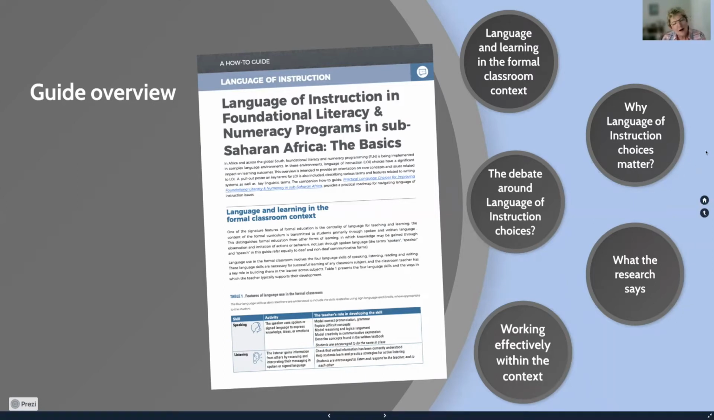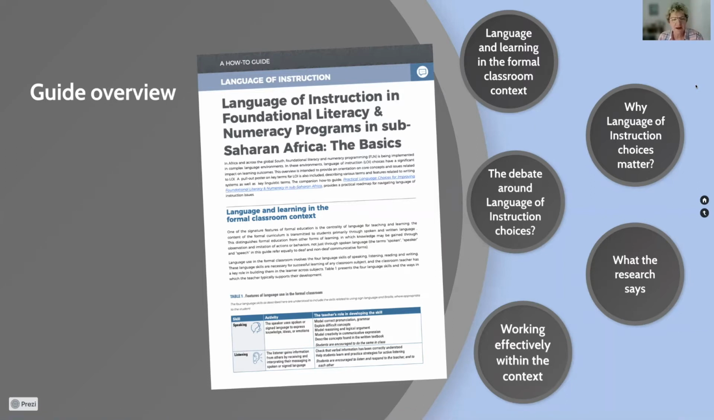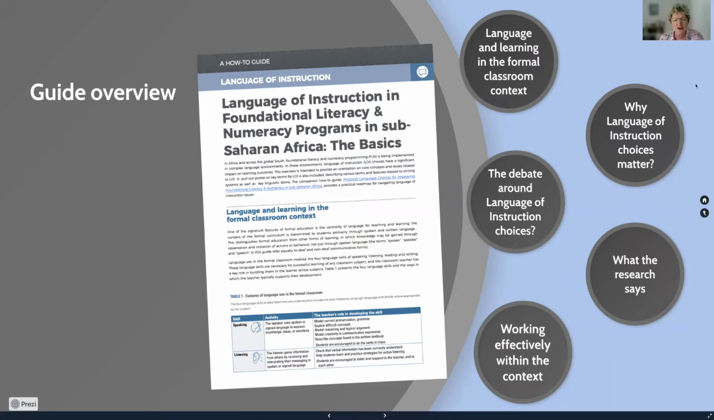So the guide I want to look at with you here is a look at the basics related to language of instruction in foundational literacy and numeracy programs in sub-Saharan Africa. And this guide is divided into several different sections. You can see them there. And I want to walk with you through some of the key points found in these sections.